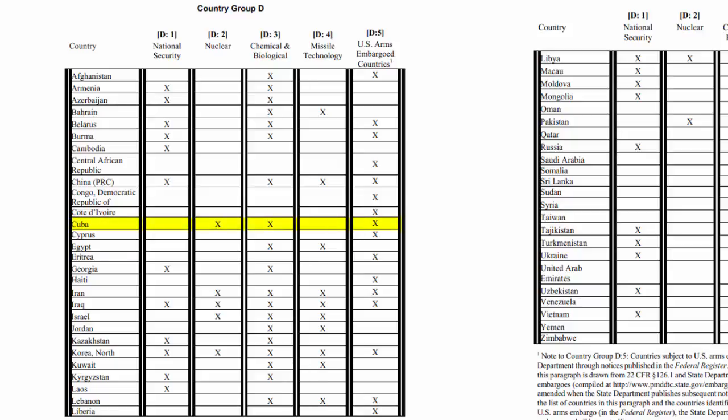Let's pick Cuba, a country of particular interest given current events. Well, if you go across, they're showing to have concerns around nuclear, D3, chemical and biological, and D5, of course, there's a U.S. arms embargo in place with Cuba, at least at the time of this recording. Let's look at a couple of other examples. North Korea, rather extreme example, a real country of concern. They have an X in every box. We're worried about them for national security. We're concerned about them for nuclear proliferation, chemical and biological, missile technology, and definitely an arms embargo in place there.